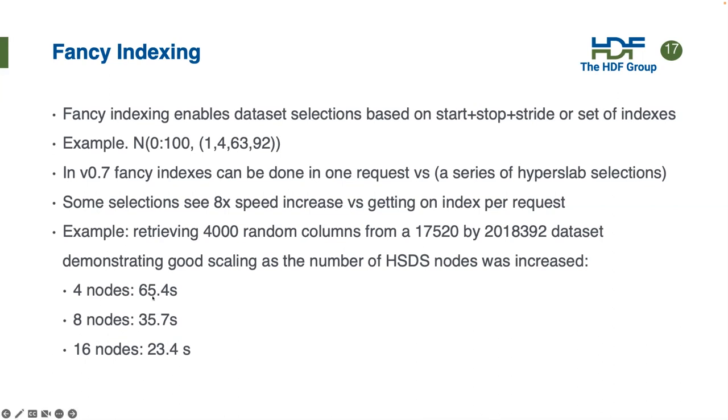And here you can see how this performance scales with the number of nodes in HSDS. With 4 nodes, this test case took 65 seconds; 8 nodes, 35 seconds; and 16 nodes, 23 seconds. So almost linear scaling.